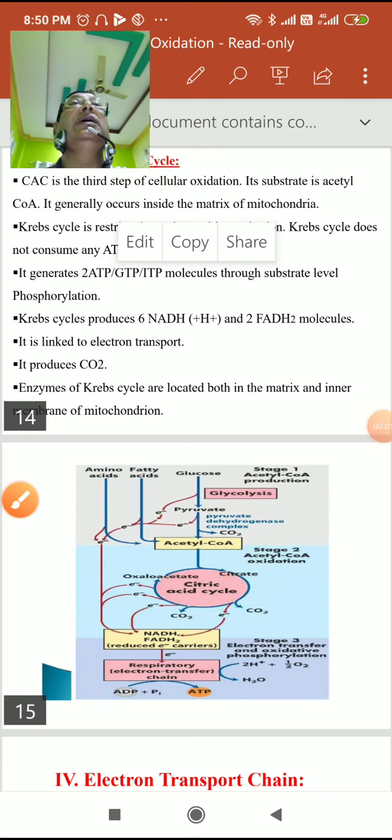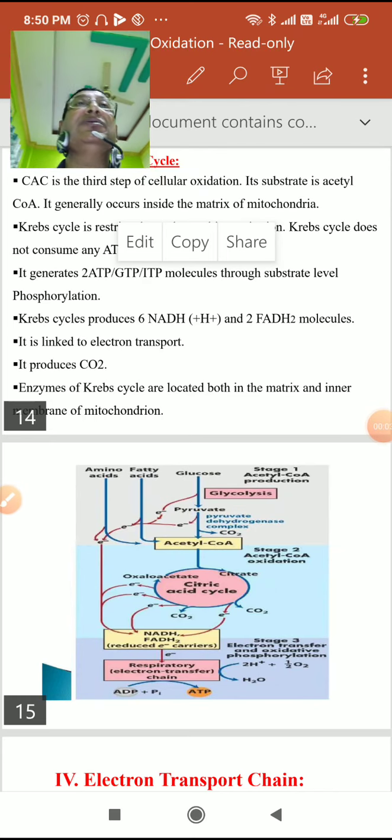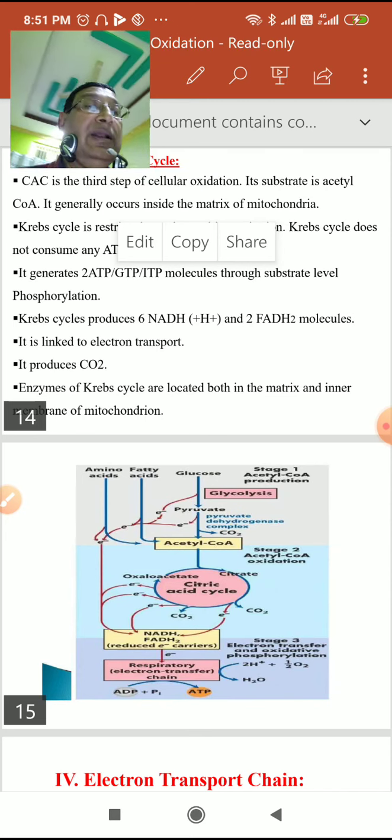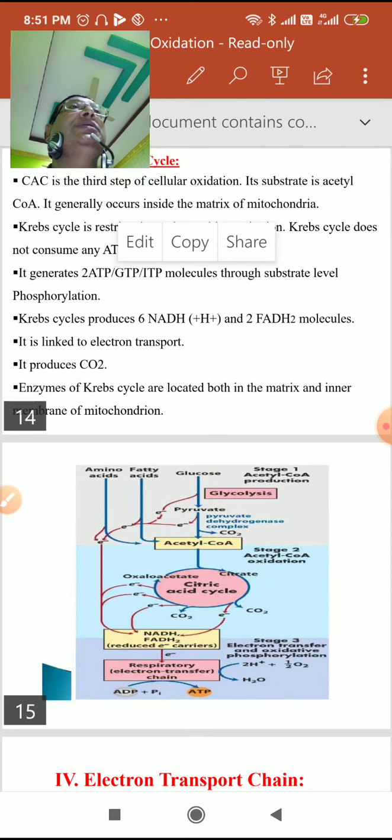Dear student, yesterday I took the functions of the mitochondria, and I mentioned that this function of the mitochondria is divided into four stages, known as glycolysis, pyruvic acid oxidation, the Krebs cycle, and then the electron transport system.